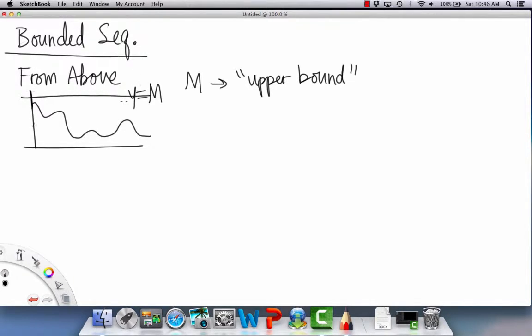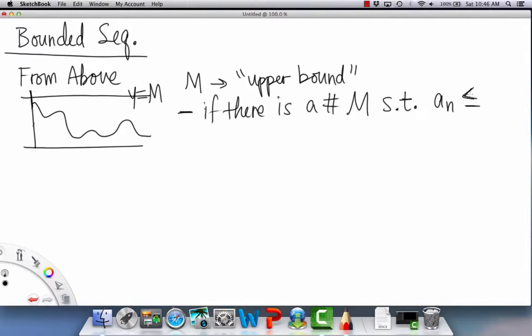So basically the formal definition says if there is a number capital M such that a_n is always less than or equal to M, so it can touch this line, like let's say it starts there, or eventually it goes up to that line, but it can never go above that line, and this is for all n terms. That's the first case.